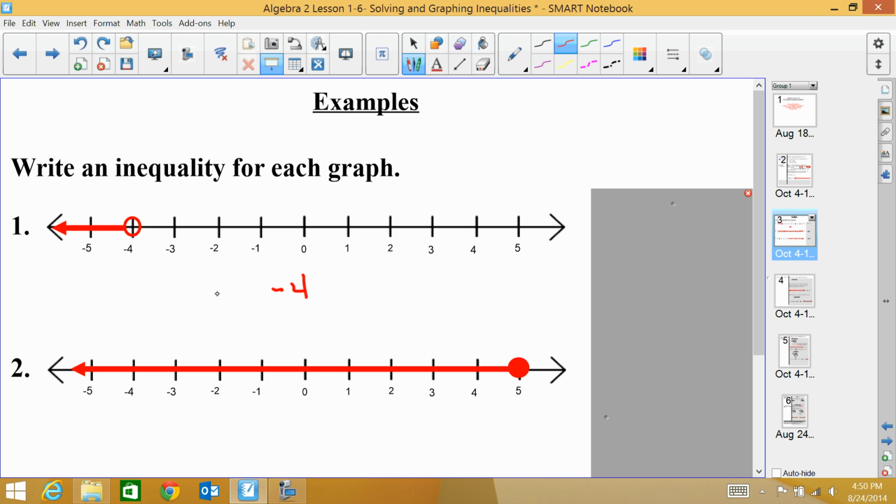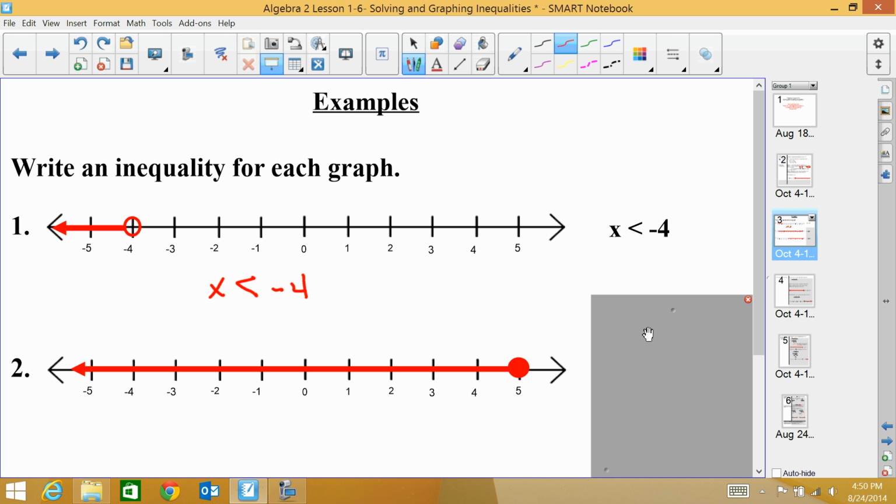And you can use whatever variable you want. You can use x, y, whatever. And then the arrow is showing less than negative 4. So we're actually going to go less than like this. It points to the left, so we make our sign point to the left. Pretty easy. And you can check your answers over here.